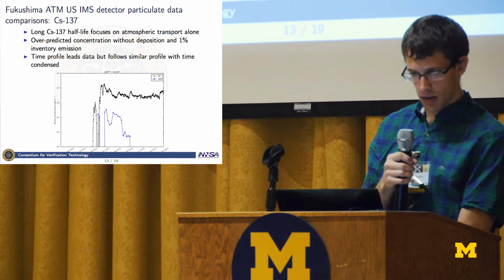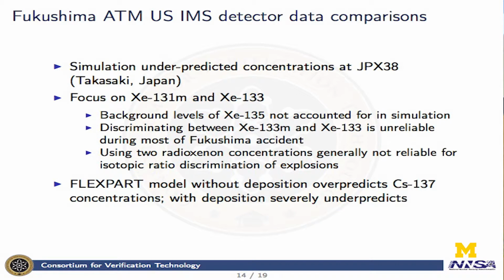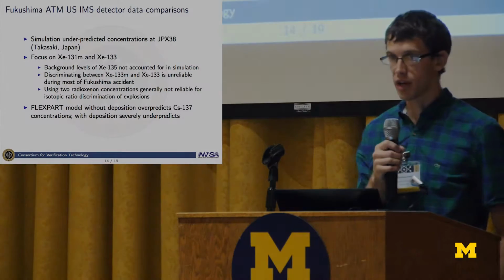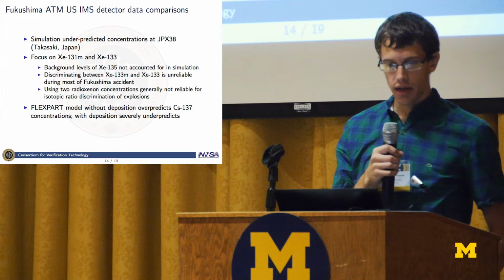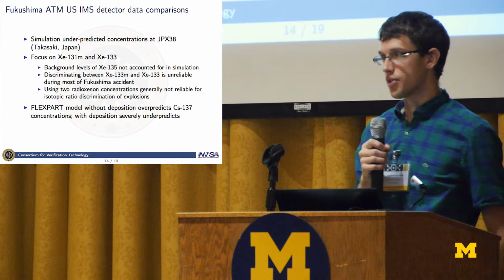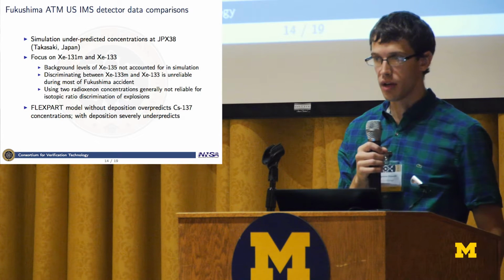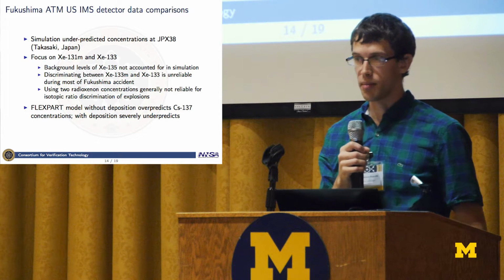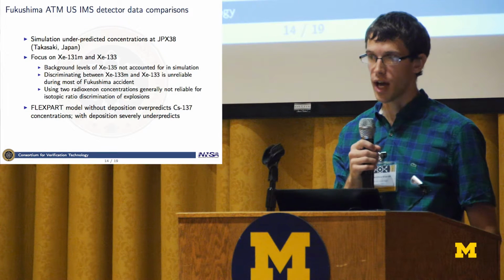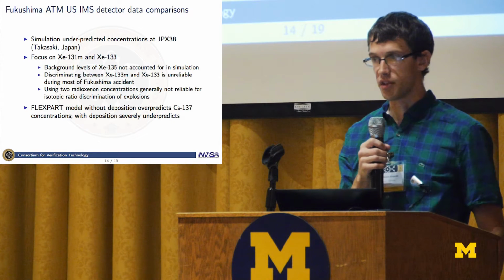Okay, so some of the key results that we've gotten from our Fukushima simulation are that the simulations from the Takasaki station, our closest station that we have access to the data but can't talk about publicly, are underpredicted. So that's a little bit concerning, and probably has to do with the locality of the atmospheric transport there. We, as I said, have been focusing on xenon 131M and 133, and this is fairly typical in the literature, mainly based on the half-lives. They're some of the longest half-life species, so they're fairly easy to pick up.